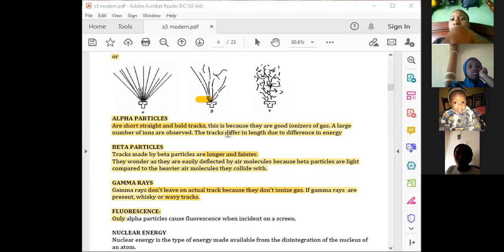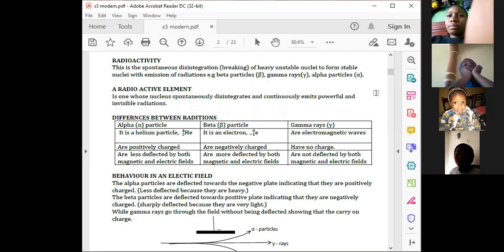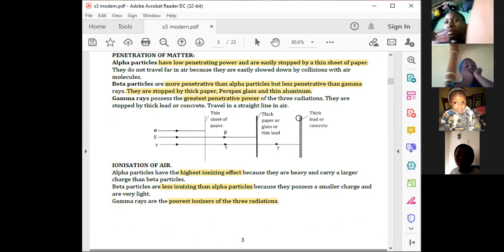Yes, Anisha? Actually, I'm not understanding anything. Yes. From where? From what? Penetration of matter. I'm not understanding anything. Do you see this diagram? No, wait. This diagram. Are you seeing where my cursor is?